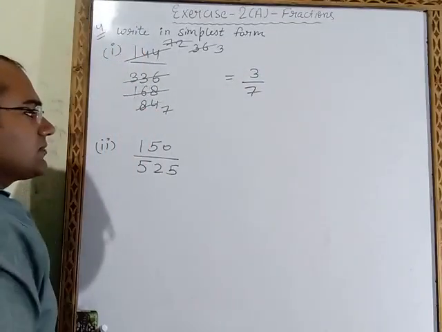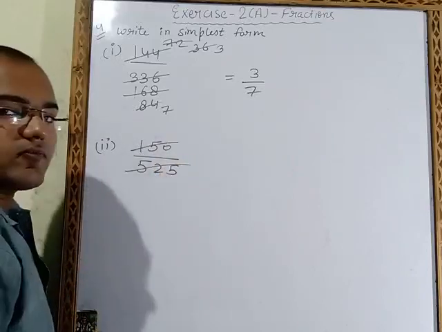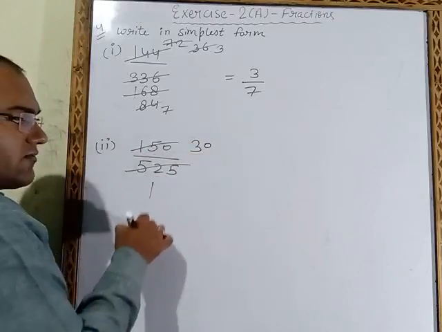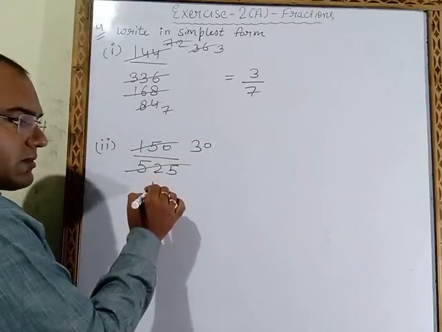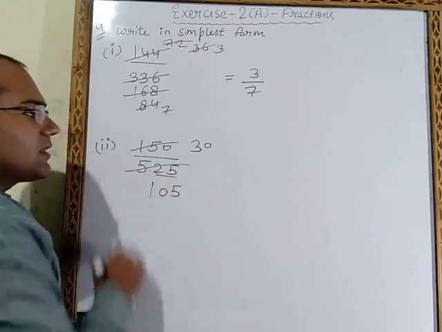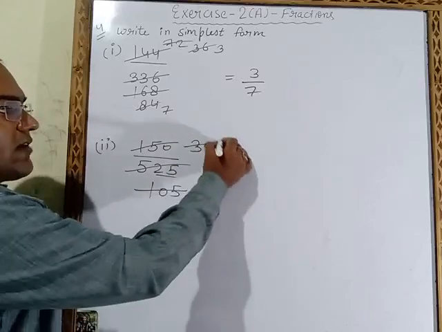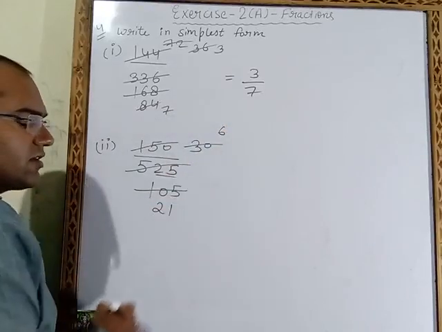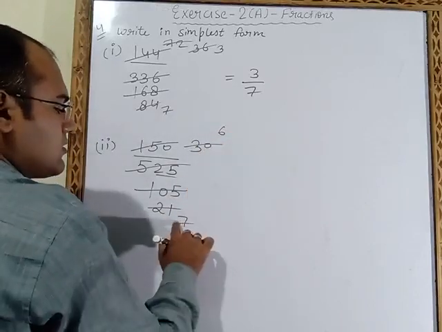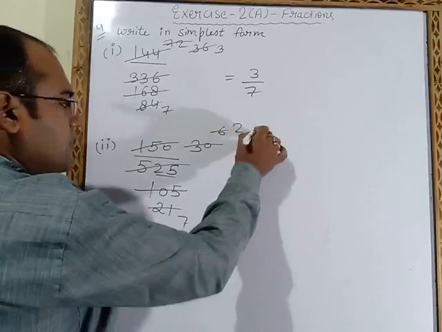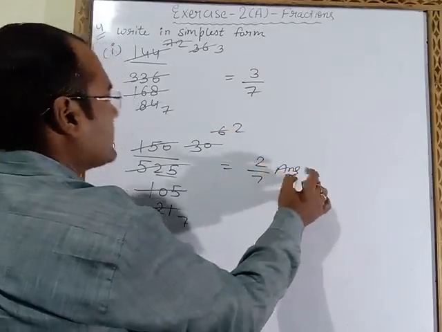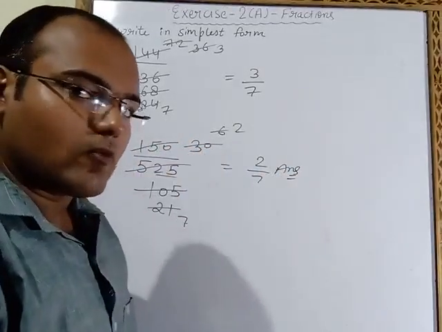Now see the next part. These two numbers we will cancel with the table of 5. 5 threes are 15 and 0. 5 ones are 5. 2 is not divisible by 5, so we will take these two numbers together. So we have to take 0. 5 fives are 25. Now again with the table of 5. 5 sixes are 30. 5 twos are 10. 5 ones are 5. Now with the table of 3. 3 sevens are 21 and 3 twos are 6. So the answer is 2/7. So like this you have to do all the remaining part of question number 4.